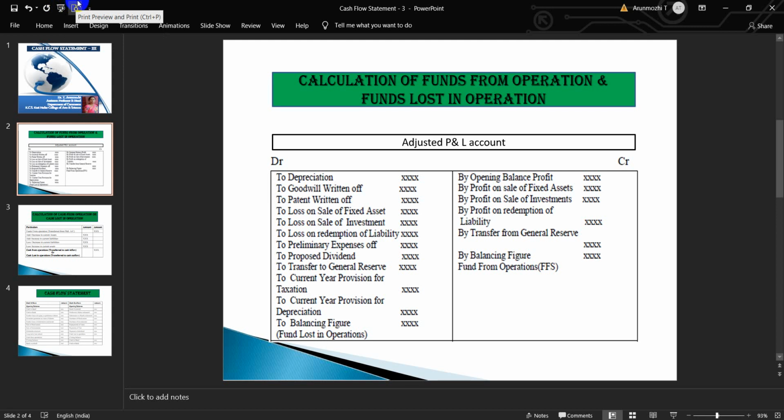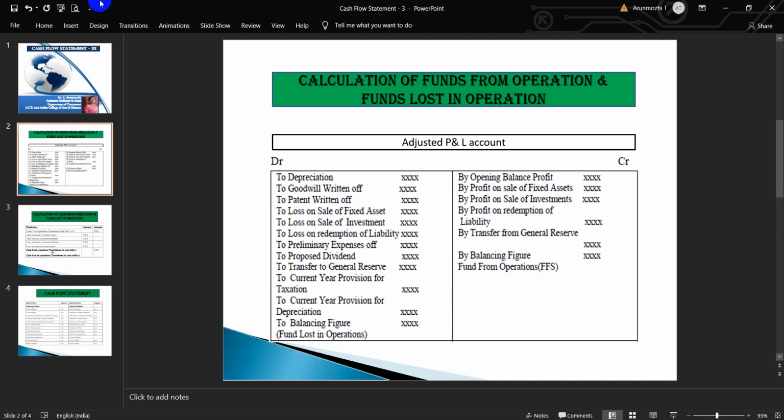To the credit side of it, the opening balance of profit is given, profit on sale of fixed assets, profit on sale of investments, profit on redemption of liability, transfer from general reserve. This goes with the balancing figure as funds from operations.